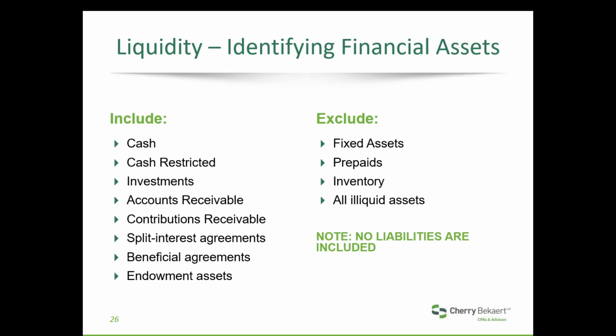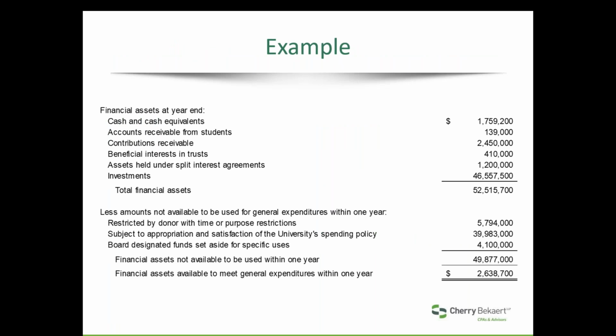And note, these are based on assets and liabilities are not included. Once you've identified these, then you need to determine which of these are available to meet cash needs for general expenditure within 1 year of the balance sheet date. So now we'll walk through a few examples and then go into the qualitative discussion. First, we'll start with the quantitative piece.